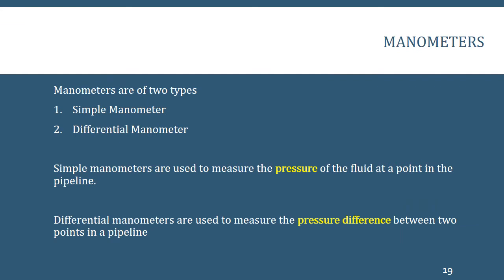So manometers are of two types, simple manometer and differential manometer. Simple manometers are used to measure the pressure of the fluid at a point in a pipeline. So in a pipeline, fluid is flowing. You want to know the pressure at a point, you can use simple manometers. Differential manometers are used to measure the pressure difference between 2 points in a pipeline. So if you feel that there is a pressure difference in 2 points of a pipeline, you can connect a differential manometer not to find out the value of the pressure, but to find out the pressure difference between 2 points in a pipeline.